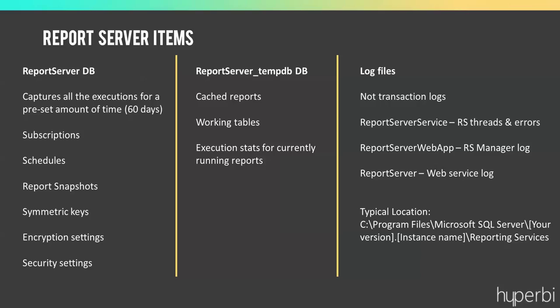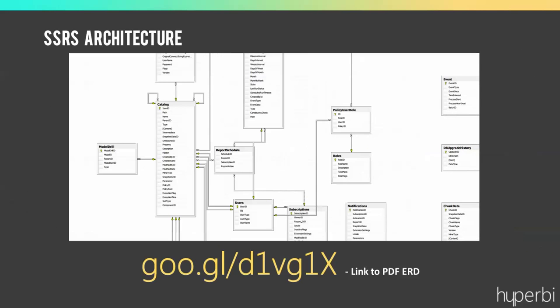Now, the typical location for all this sort of stuff is in your program files, and then SQL Server, your version, your instance name, and then reporting services, and you'll get a breakdown of them all in there. So I said these 3 things are really important, but the bulk of the time that we're going to be spending today, we're going to be looking at the report server DB, because this holds pretty much all of the interesting stuff that we want.